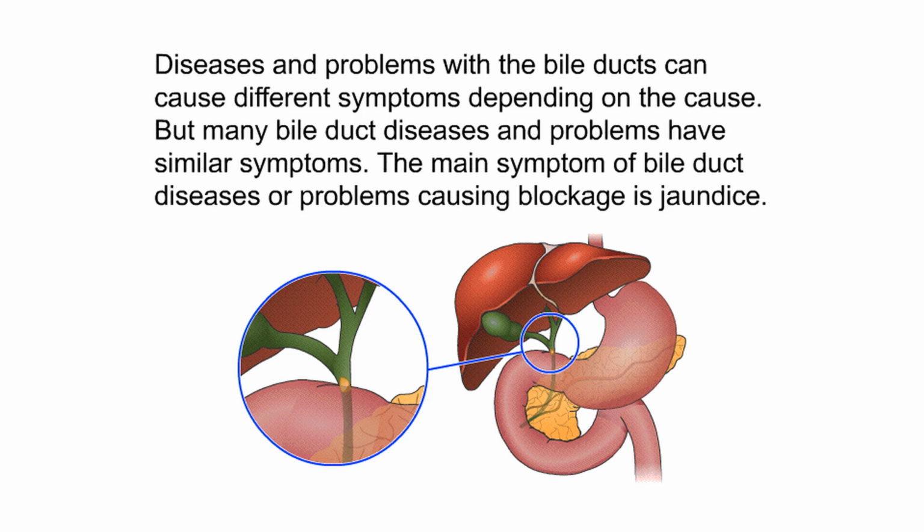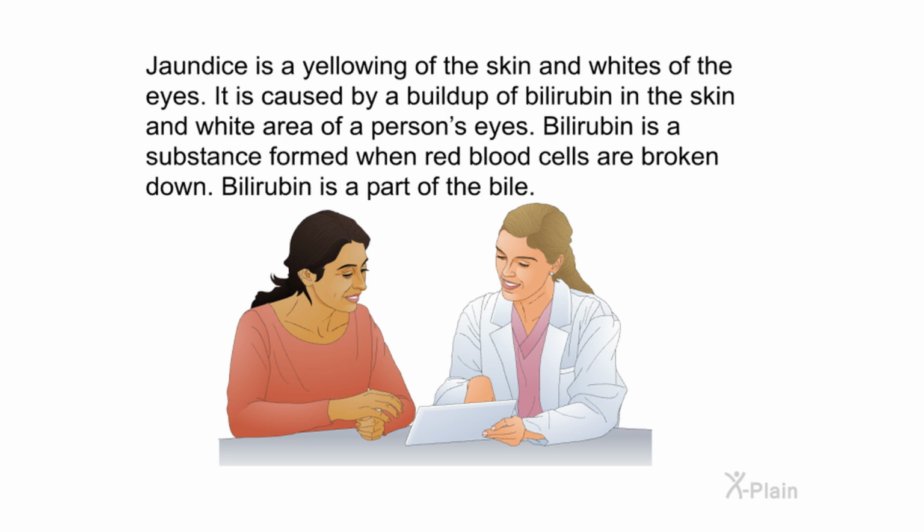General symptoms. Diseases and problems with the bile ducts can cause different symptoms depending on the cause, but many bile duct diseases and problems have similar symptoms. The main symptom of bile duct diseases or problems causing blockage is jaundice. Jaundice is a yellowing of the skin and whites of the eyes. It is caused by a buildup of bilirubin in the skin and white area of a person's eyes. Bilirubin is a substance formed when red blood cells are broken down. Bilirubin is a part of the bile.